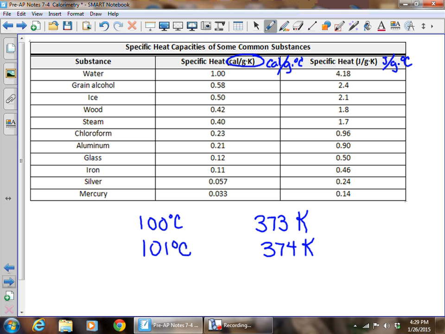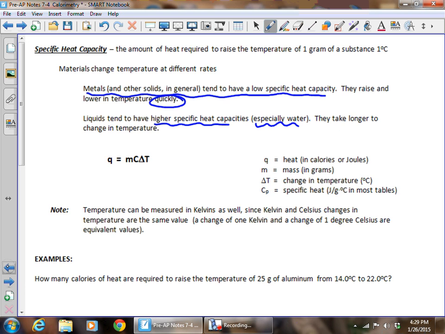If you go outside in 1 degree Celsius, you'll be shivering and you'll want a coat. If you go out in 1 Kelvin temperature, you'll be dead. So the change, though, is the same. Okay.